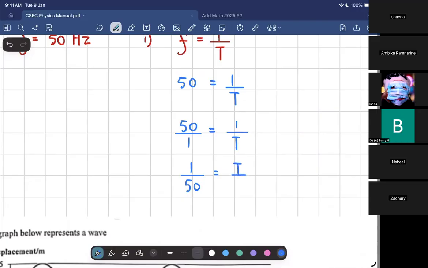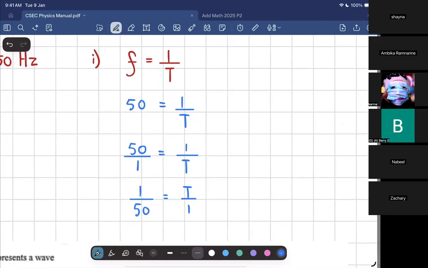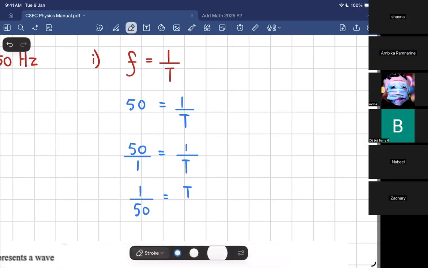And T over 1 is what? T over 1 is just T, period, over 1, which is T. So we found the answer, T.